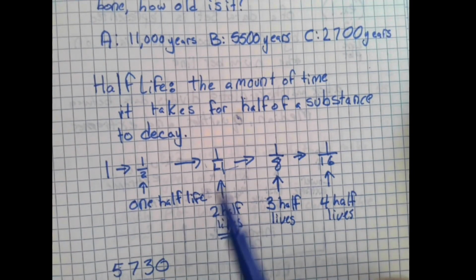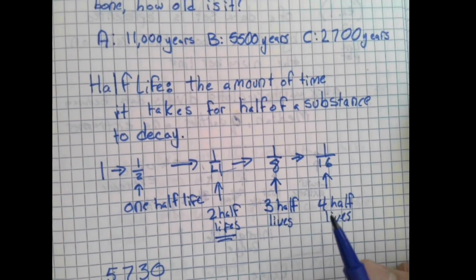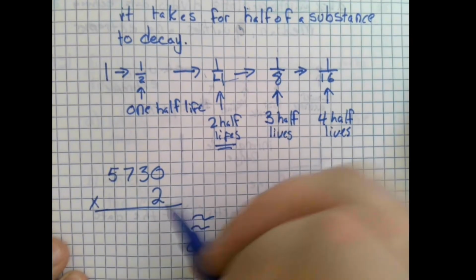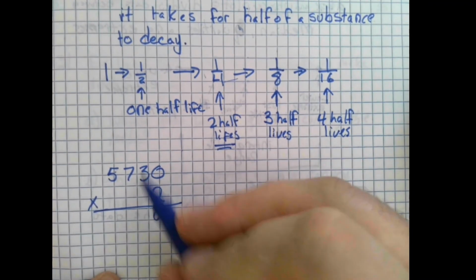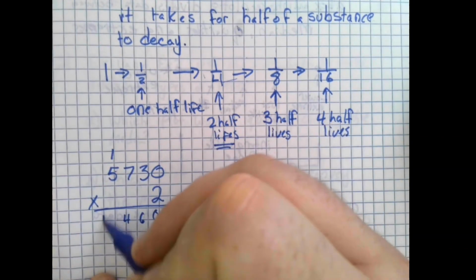So if we look here, 1/4 of the substance being left is 2 half-lives, meaning we have to take 5,730 and multiply it by 2. Now 2 times 0 is 0, 2 times 3 is 6, 2 times 7 is 14, 2 times 5 is 10.